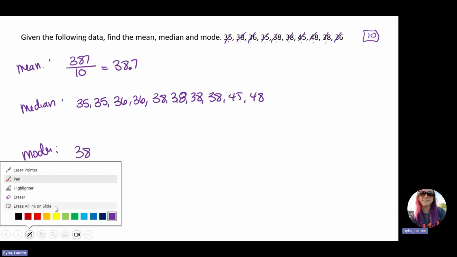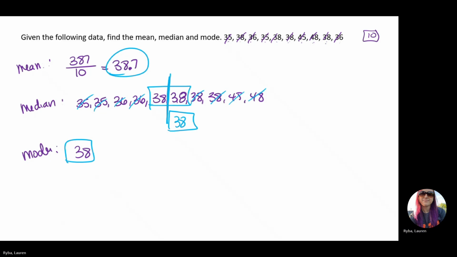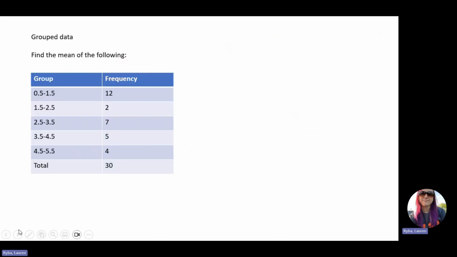All right, so if I work to cross them off, 1, 2, 3, 4. This one worked out that the two numbers I was left with are identical. So the middle of 38 and 38 is 38, which is my median. And you can see that all three of our data values are very close together. That means our data is roughly symmetric. Hopefully that was pretty good review for you.